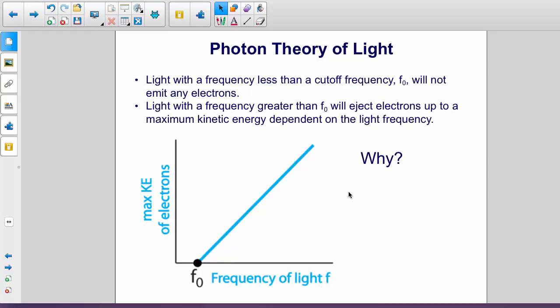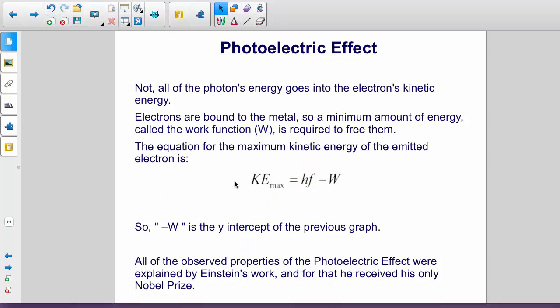What we see in these plots is that light with a frequency less than a cutoff frequency f0 will not emit electrons. We also see that light with a frequency greater than f0 will eject electrons up to a maximum kinetic energy dependent on the light frequency. But why? Why do we see electrons emitted only above a certain frequency?